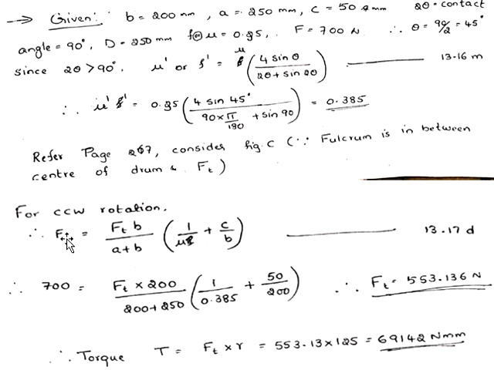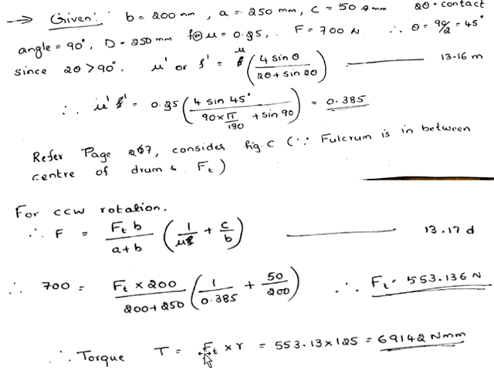In this equation, F is the applied force. This is given in the question. Ft is unknown. All other dimensions are known. We have to substitute mu dash here, not the mu value. Since 2 theta is equal to 90 degrees, we have to substitute mu dash here. All other values are known. Ft is unknown. We will get Ft as 553.136.